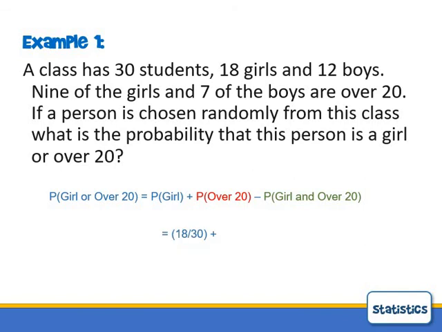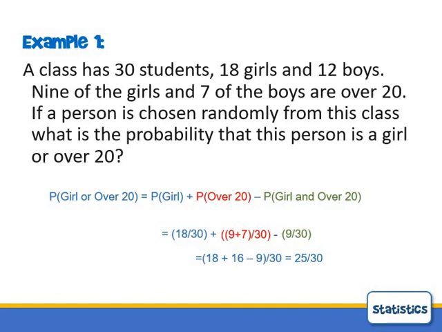Probability that it's a girl I have is 18 out of 30. There's 30 students in the class, 18 are girls. Probability that it's over 20, well, let's see, 9 of the girls, 7 of the boys. Add that together, and we're going to get 16 out of 30, or 9 plus 7 over 30. And then minus the intersection, well, that's 9 of the girls that are over 20. A girl and over 20, there's 9 of those. And so we can compute there.